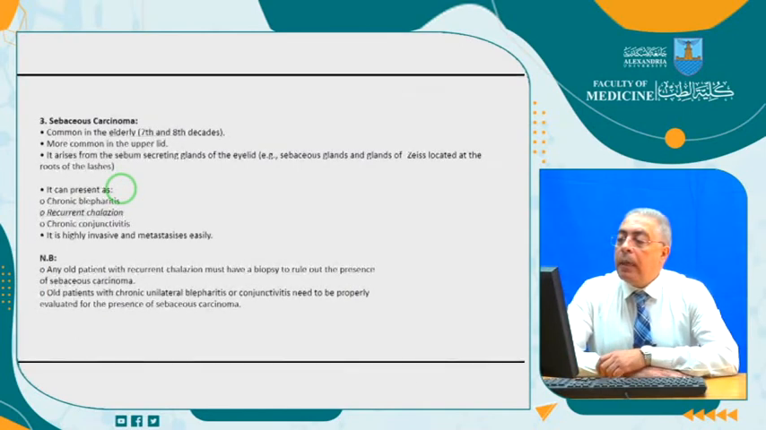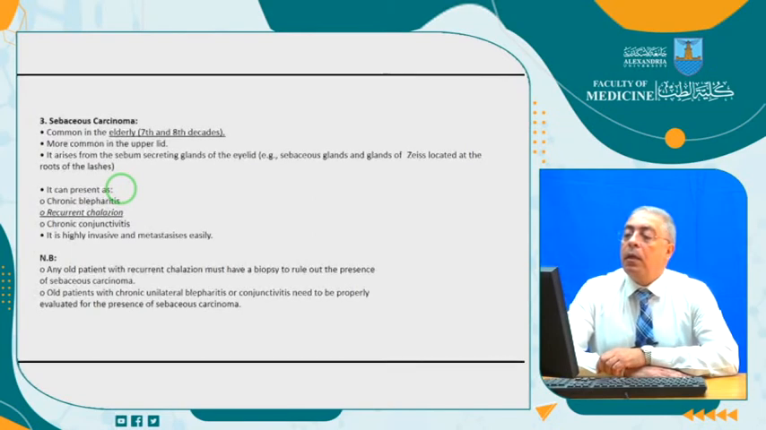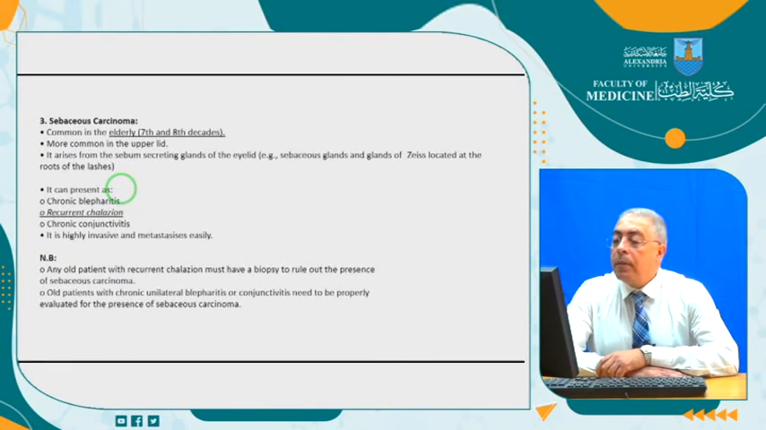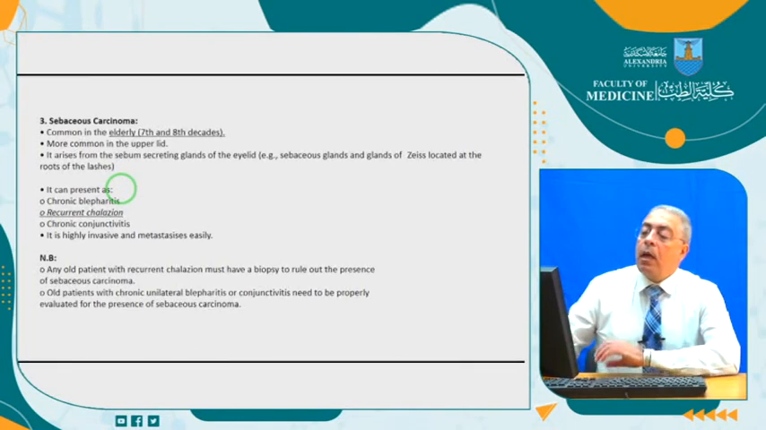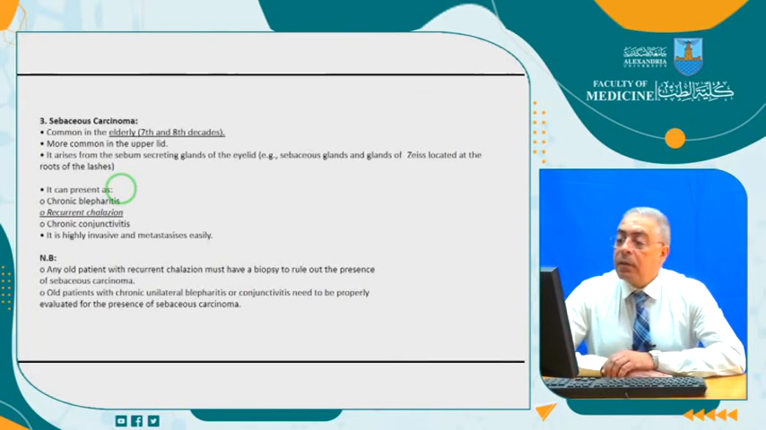Another malignancy in the eyelid is the sebaceous carcinoma. It occurs in the elderly population. It's more common in the upper eyelid. It arises from the meibomian glands and glands of Zeis. Those are concerned with the lipid secretion of the eyelids, and it can present as chronic blepharitis or recurrent chalazion, which is important. If you remove a chalazion and there is a recurrence in the same site, it raises the suspicion of a sebaceous carcinoma or meibomian gland carcinoma.